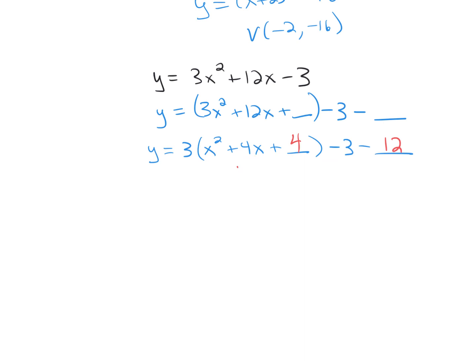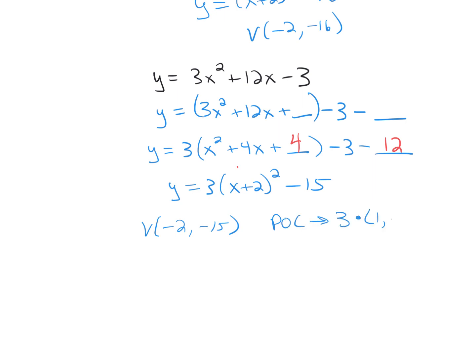Okay, so now I'm almost done. I just need to factor, and I get y equals 3, and now I've got x plus 2 quantity squared minus 15. So this one, because there's a number in front, I've got a vertical stretch. So my vertex is negative 2, negative 15, and my POC is going to be 3 times the 135, which is 3, 9, 15, because there's a stretch.